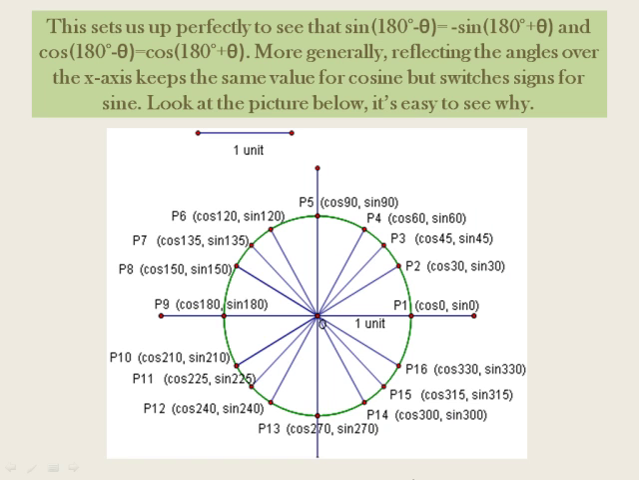of sine of 180 degrees plus theta, and cosine of 180 degrees minus theta equals cosine of 180 degrees plus theta. More generally, reflecting the angles over the x-axis keeps the same values for cosine, but switches the signs for sine. Looking at the picture below, it's easy to see why.